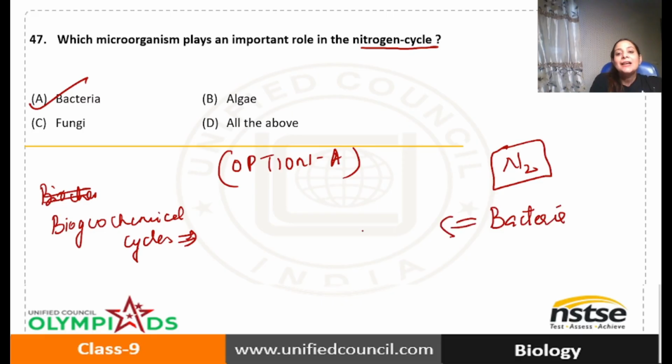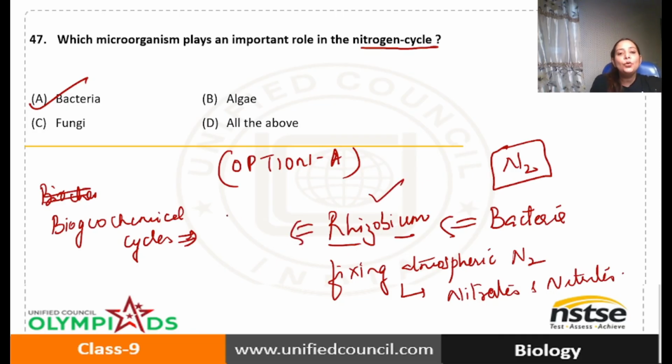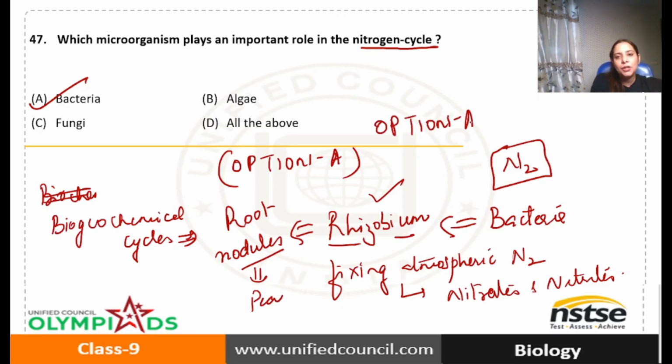So if we talk about the nitrogen cycle, bacteria plays an important role. And which bacteria? Rhizobium bacteria. Because this bacteria is capable of fixing atmospheric nitrogen and converting it into nitrogen compounds, that is nitrates and nitrites. This bacteria is present in the root nodules of leguminous plants like pea. So bacteria plays an important role, therefore undoubtedly the correct answer is option A.